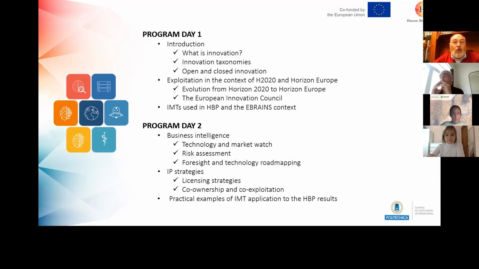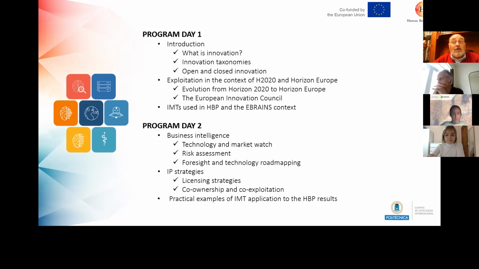Then tomorrow we will also have some ideas about IP strategies. This is not the IP context of protection of technology, etc., but basically how to manage the intellectual property in order to obtain additional value for your groups or for your institutions. And then licensing strategies, just to have an overview of the different types of licensing strategies that could be used.